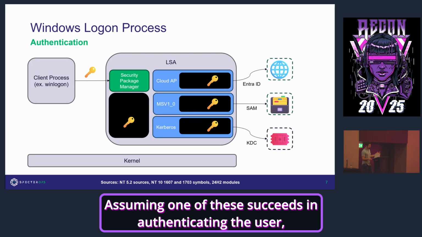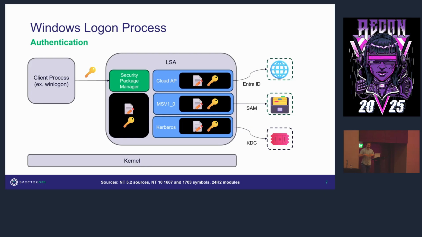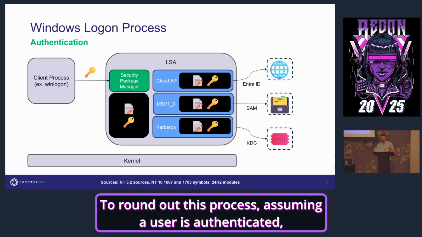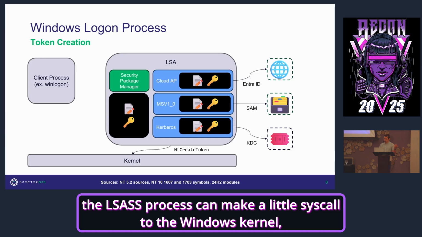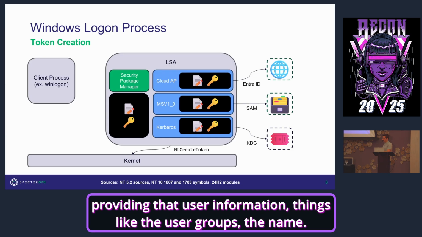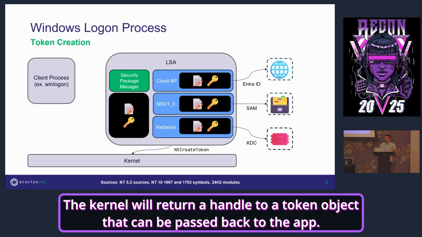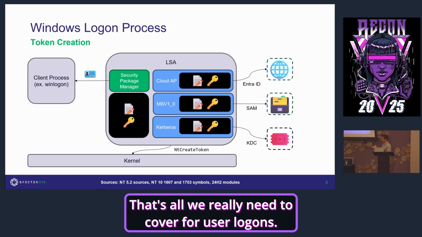Assuming one of these succeeds in authenticating the user, that IDP is going to return additional user information, which can also be stored in all of these different data structures. To round out this process, assuming a user is authenticated, the LSASS process can make a little syscall to the Windows kernel, providing that user information, things like the user groups, the name. The kernel will return a handle to a token object that can be passed back to the app.